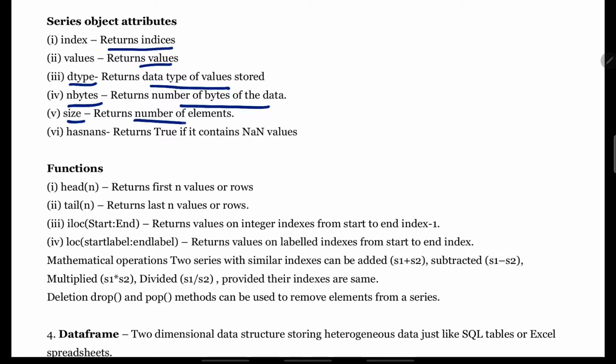In case of size, it will return the number of elements. Okay, so whenever you ask for the size of your particular series, you will get the total number of elements in that series. Like in our previous case, we had 5 elements, 10, 20, 30, 40 and 50. So the size of the series was 5. Now in this case, it will return 2 if it has got NaN values, that is, not a number value.